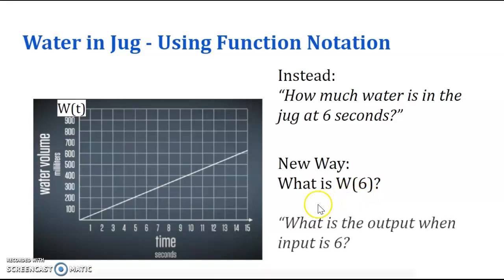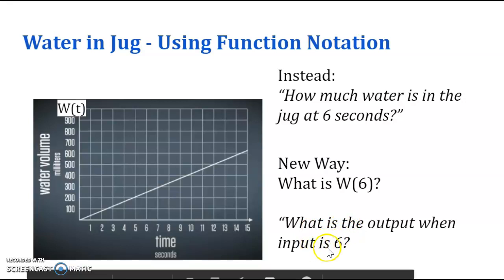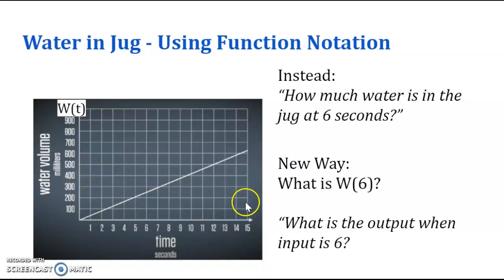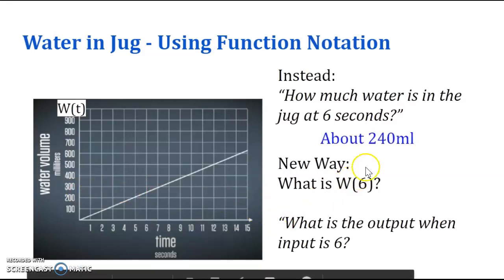So w of 6 means: what is the output when the input is 6? When the input was 6, that means the time was 6. What was the output? It was between 200 and 300, and we said it was about 240. So how are we going to represent this in the new function notation? We are going to say w of 6 equals 240. This simply states that at 6 seconds the water level was 240 milliliters.